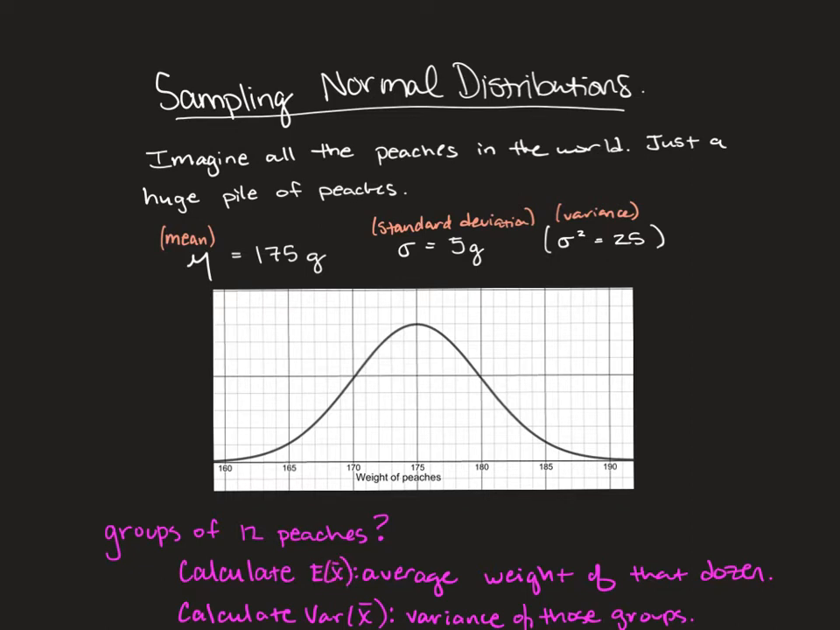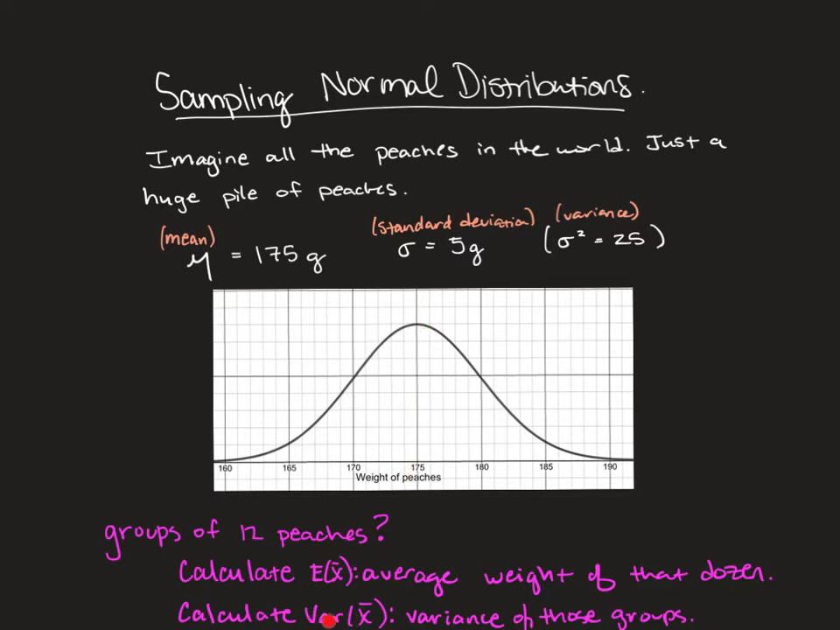But x bar is now when we're dealing with groups of peaches. So the average weight of my dozen peaches, what's going to happen? It's still going to stick pretty much right at that 175, right? I've pulled 12 random peaches from my peach pile. Presumably, those will have a very close mean to this.